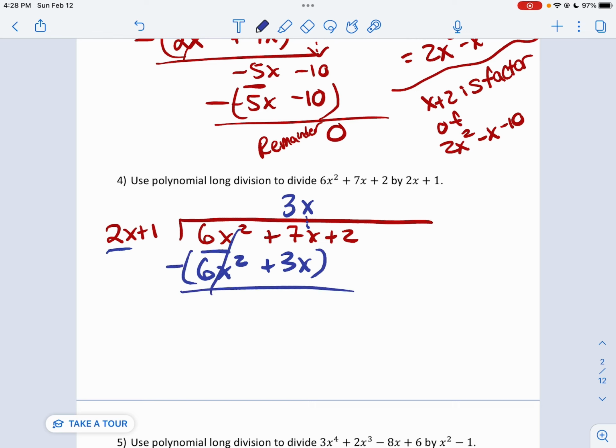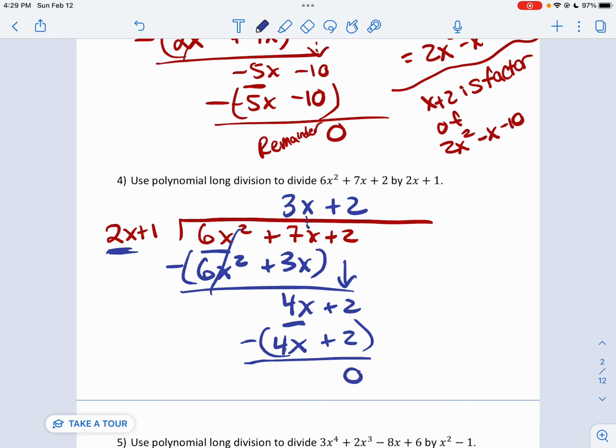This should cancel. 7x minus 3x is 4x. I carry down the plus 2. Does 2x divide into 4x? Yes, plus 2 times. 2 times 2x is 4x. 2 times 1 is plus 2. I subtract the entire thing. I get 0 again, so that shows me that this was in fact a factor, and when I divide them, I'm left with 3x plus 2.